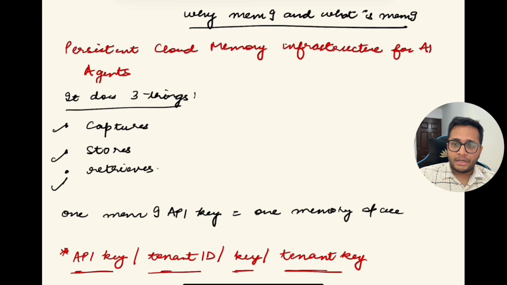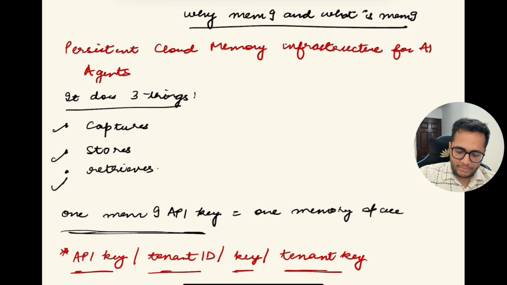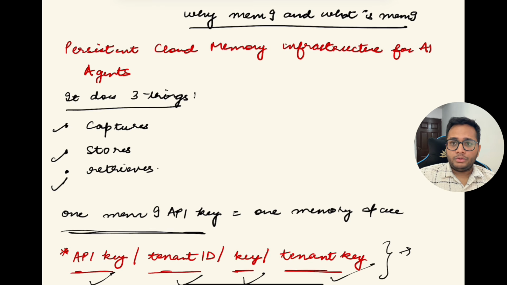For accessing this and building multiple agents or doing anything, you need to have only one Mem9 API key, and that corresponds to one memory space. In the video, I would have used API key somewhere, tenant ID, tenant key, tenant only key. So I think they all refer to what I mean to say by Mem9 API key.